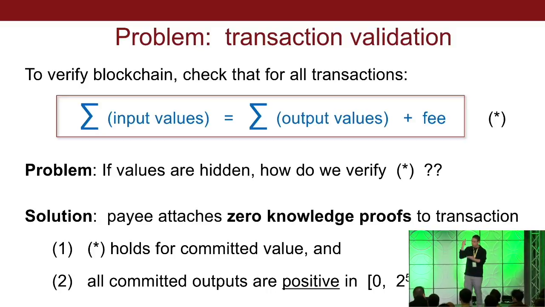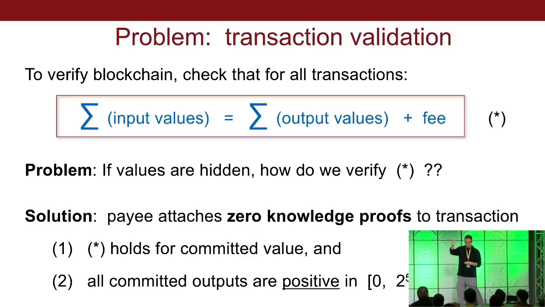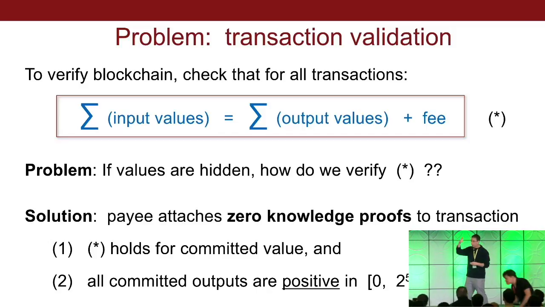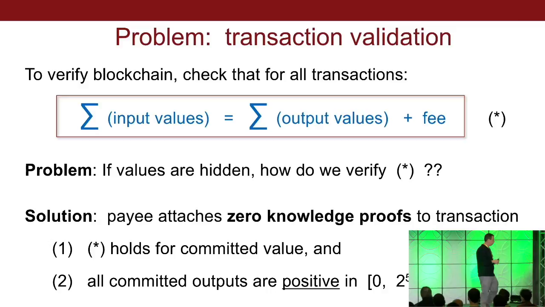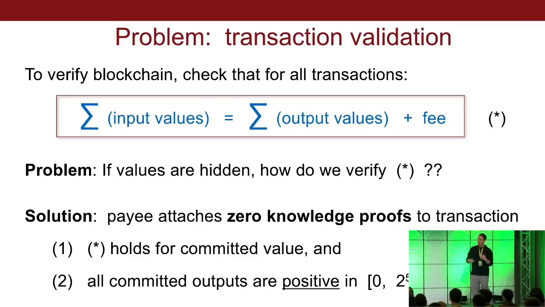But now you see there's a fundamental problem that we hit. The amounts are now hidden. You only see commitments to the amounts. You don't see the amounts in the clear. So the question is, how do you verify that the transaction is valid? Kind of almost seems like a contradiction.